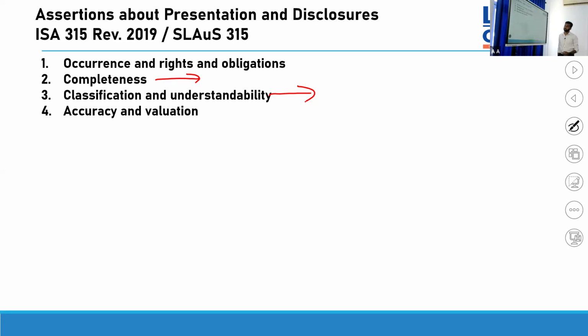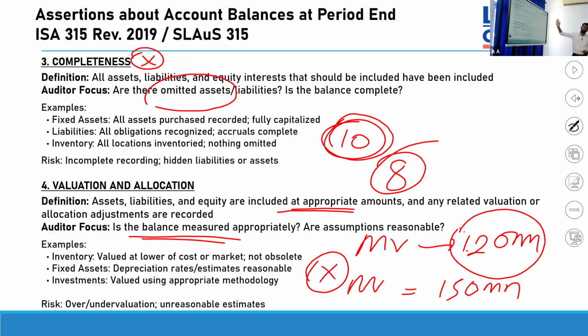And next one is accuracy and valuation. If you are disclosing any quantitative informations, then you must ensure those disclosed quantitative information represent the accurate amount, as well as the valuation of those disclosed things also accurate. You must ensure those things. So these are the assertions that you use in financial statements. Is that clear?